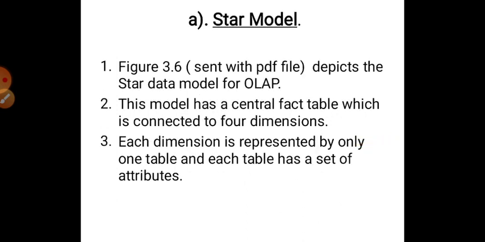Now we will consider the star model. Figure 3.6, sent with the PDF file, depicts the star model for OLAP. Students, for this you have to refer to the PDF file where I have sent the picture 3.6. Point number 2. This model has a central fact table which is connected to 4 dimensions. Point number 3. Each dimension is represented by only one table and each table has a set of attributes.